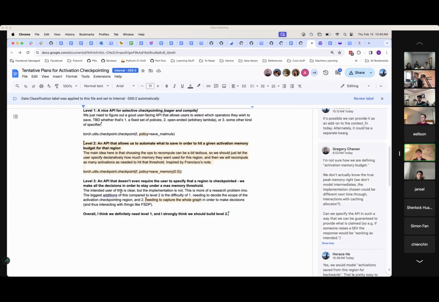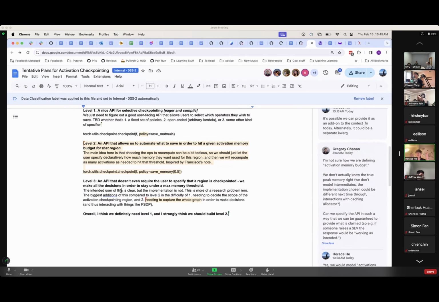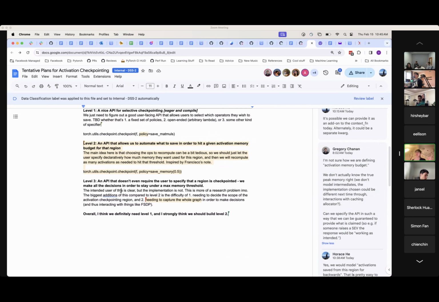Number 2 is mostly in line with the Xformers activation checkpointing work, if folks are familiar with that. The main idea here is that we want an API that allows us to automate what to save in order to hit a given activation memory budget for that region.